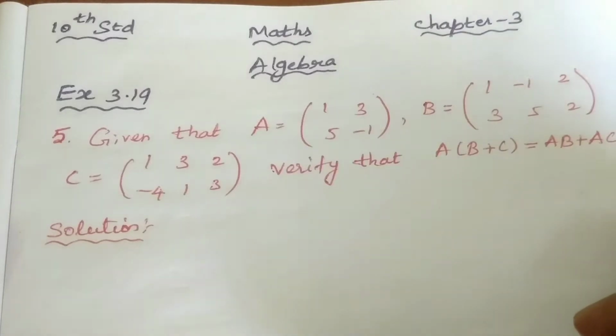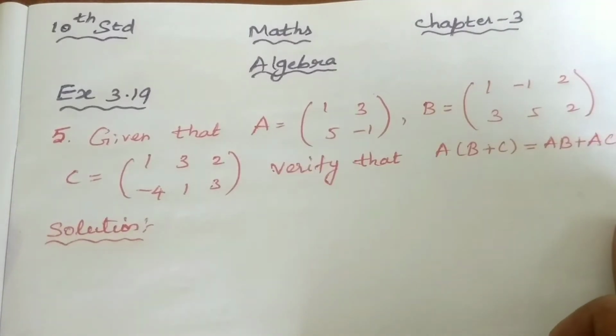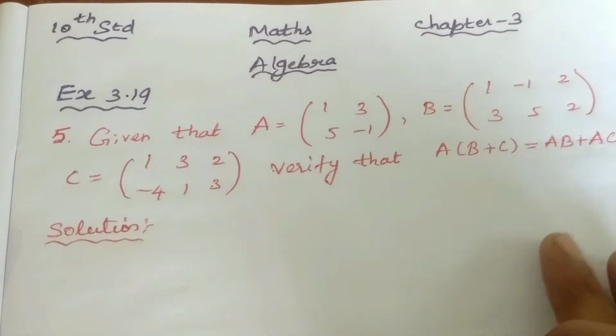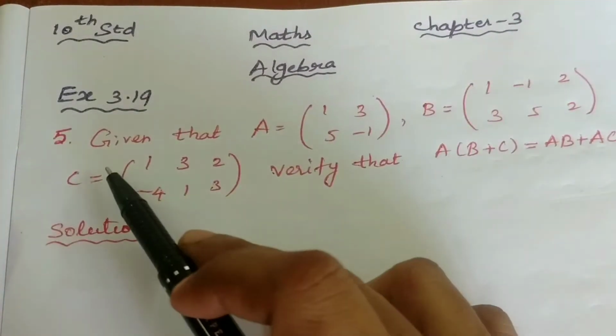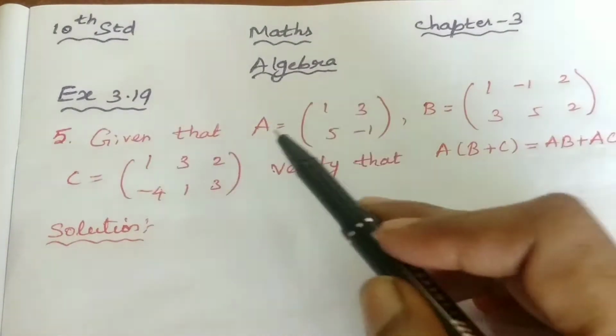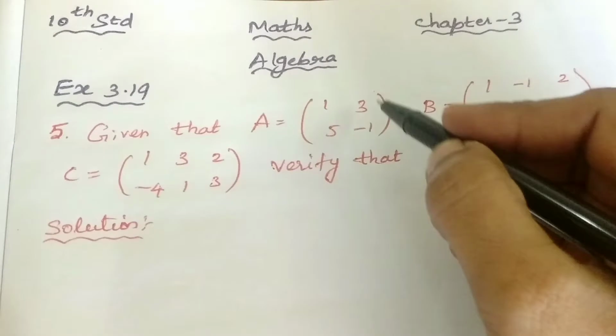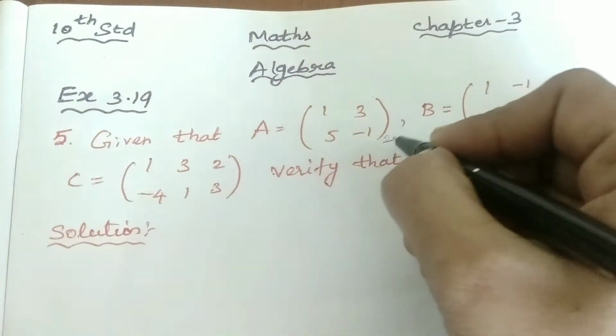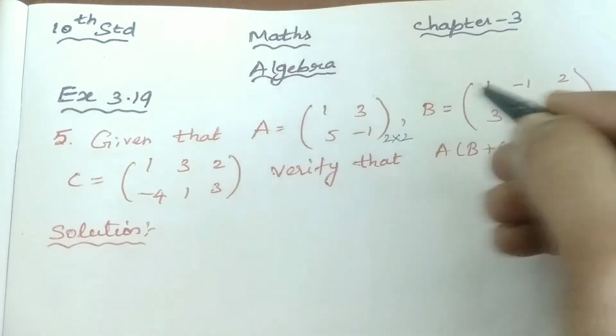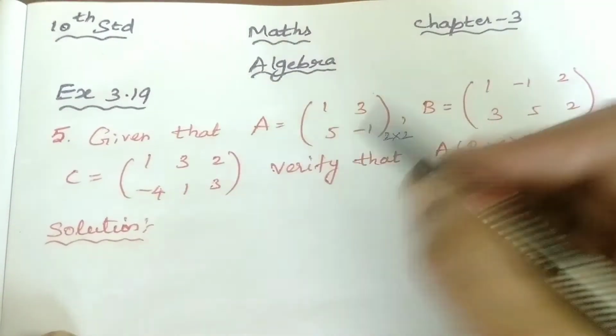Hello students, in this video we are going to learn 10th standard maths chapter 3 algebra exercise 3.19 fifth question. Look at the fifth question. Given that A equal to [1, 3; 5, minus 1]. So this is our 2 by 2 matrix, 2 rows, 2 columns.